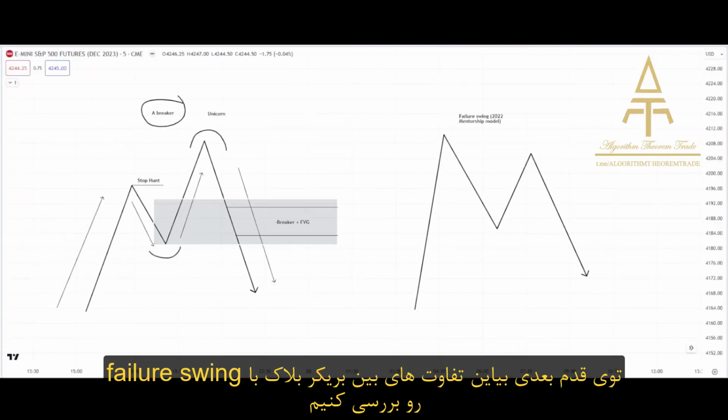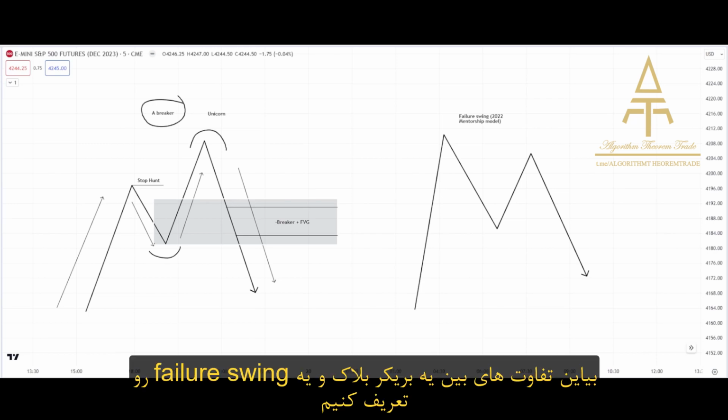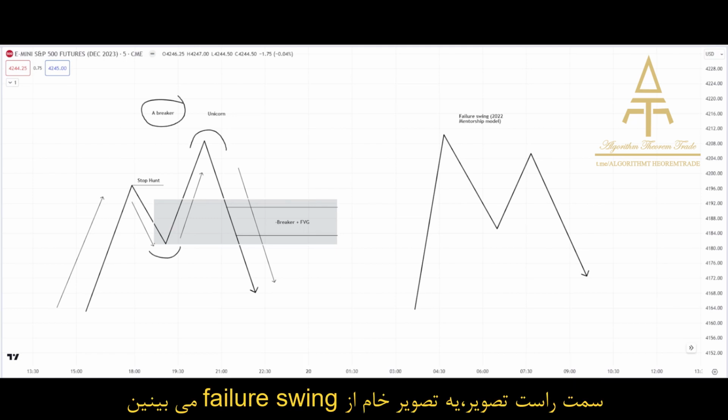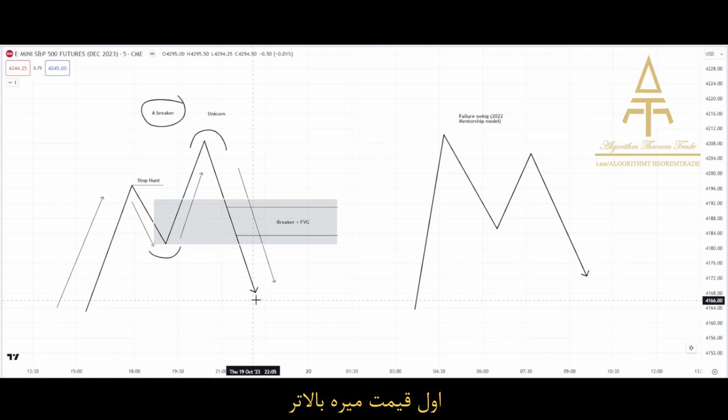Next, let's take a look at the difference between a breaker and a failure swing. A failure swing cannot be a unicorn. Let's define the difference between a breaker and a failure swing. On the right side of the screen, you can see a crude depiction of a failure swing, also known as the 2022 mentorship model. First, price makes a move higher.